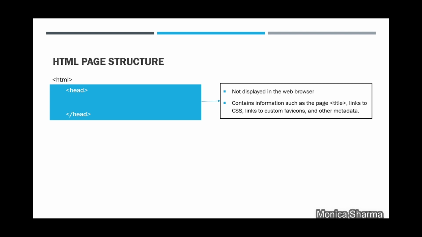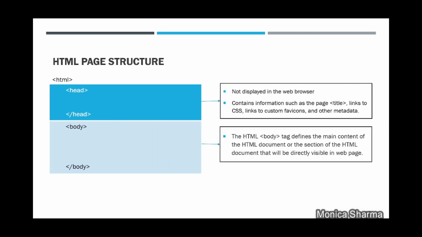The second part of the HTML page structure is called the body section. Now, this body section defines the main content of the HTML document, or the section of the HTML document that will be directly visible in the web page. So any kind of audio, video, graphic, text content that we see on a web page is written in the body section of the HTML page. And then finally, the browser gets to know that this is the end of the HTML document because it encounters something which looks like this, and this is the closing HTML tag.